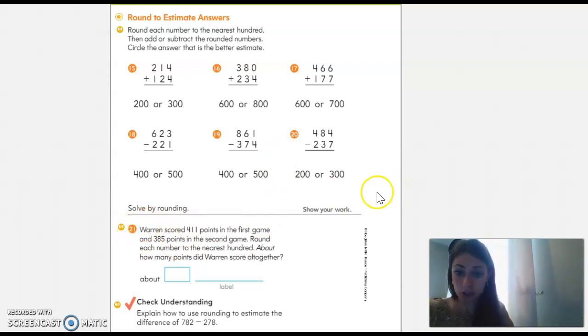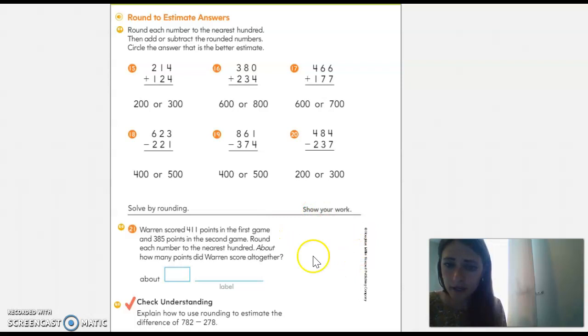Number 21 says to show your work and solve by rounding. Okay, so Warren scored 411 points in the first game. I'm going to stop. There's no period, but I'm going to stop and think about it. Okay, in the first game, he scored this many points. And 385 points in the second game. Round each number to the nearest 100. Okay, before I even go to the next line, it tells me to round each of those numbers to the nearest 100. So I'm not going to move on and solve it yet because I need to round the numbers first. So over here, I would round the numbers.